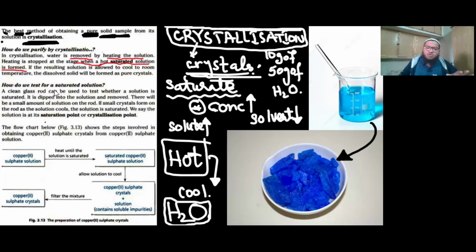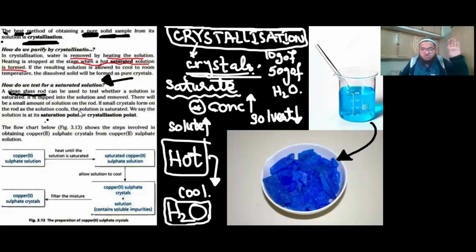Now, how do we test for a saturated solution? I have added this heading because this is a valid test, and you can use it to test whether a solution is saturated or not. But guys, I won't explain this in detail because it isn't asked that frequently on your test. Still, I'll go over it. A clean glass rod can be used to test for the point of saturation, or the point of crystallization. The point of saturation is the point when a saturated solution is formed.